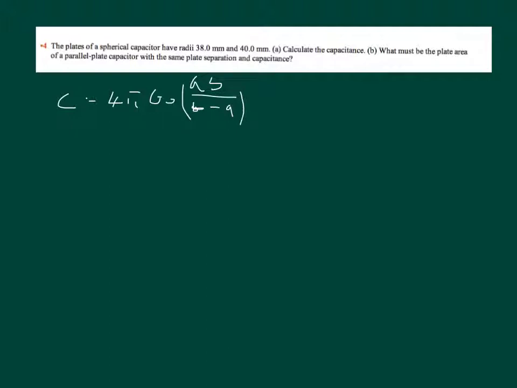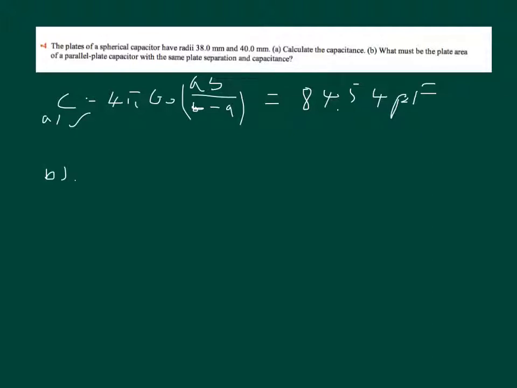In this case, B would be 40 mm since B is always the one that is bigger, and we will get 84.54 pF. Alright, first part done. The second part.